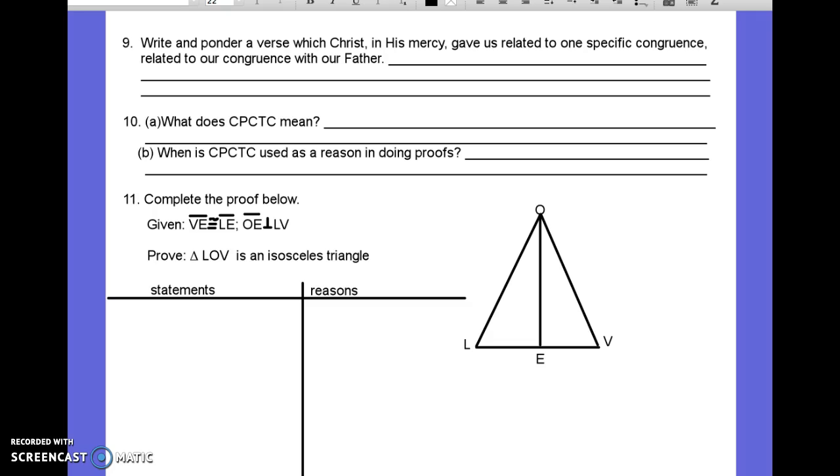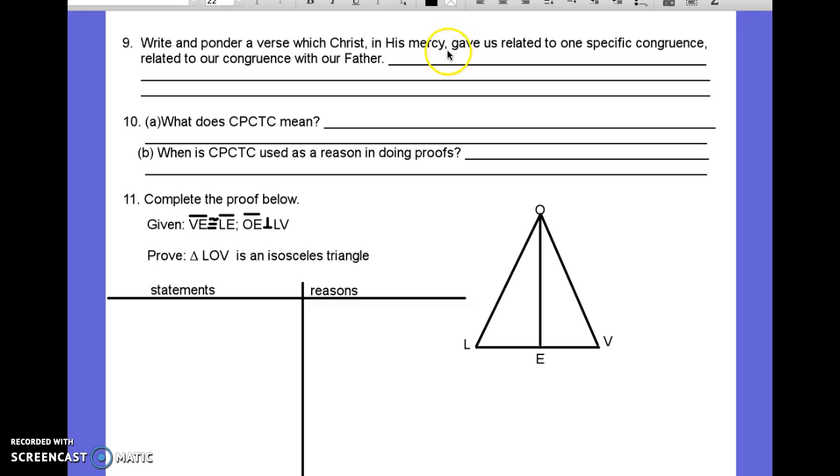I'd like to share this practice test with you, and I trust God will be very, very close to us to help us and lead us. I want to start with number 9 here on the practice test, and it says, write and ponder a verse on His mercy.